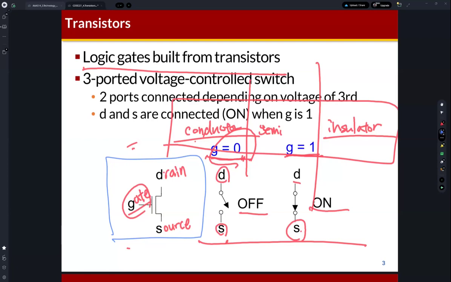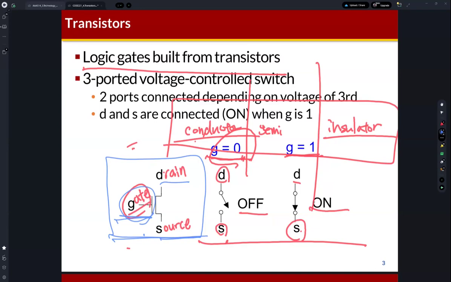We can understand the basic behavior of a transistor like a switch, right? I mentioned that a transistor is a controllable switch. This transistor is composed of three nodes: drain, source, and gate. And we can control the connection and disconnection of this switch, the transistor, using the gate.